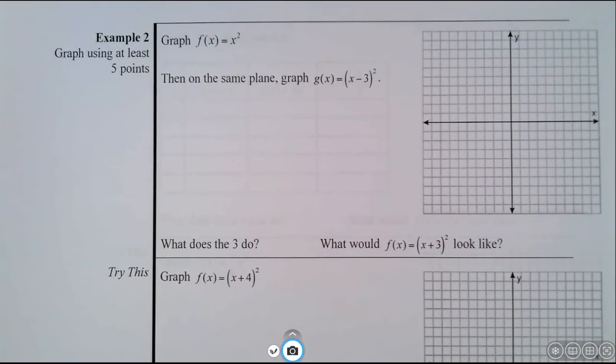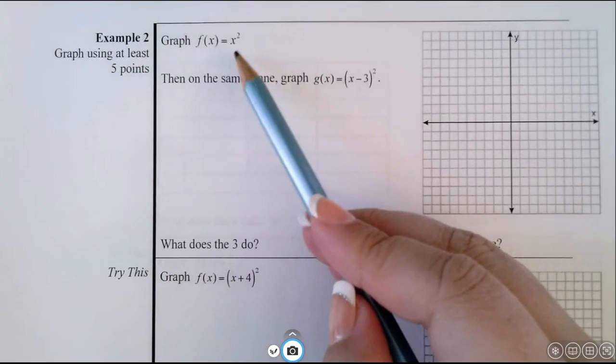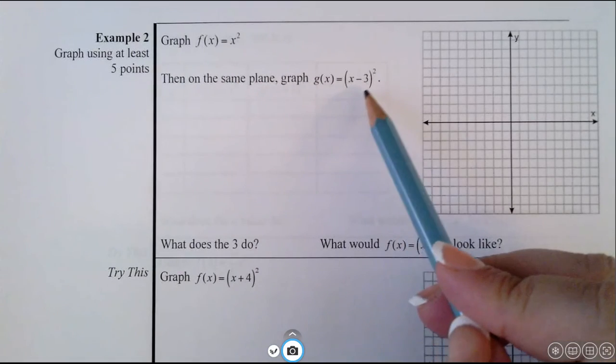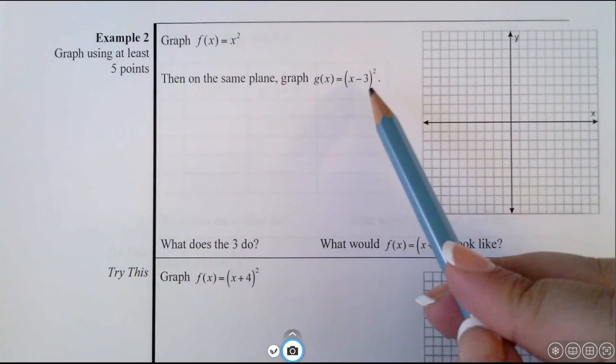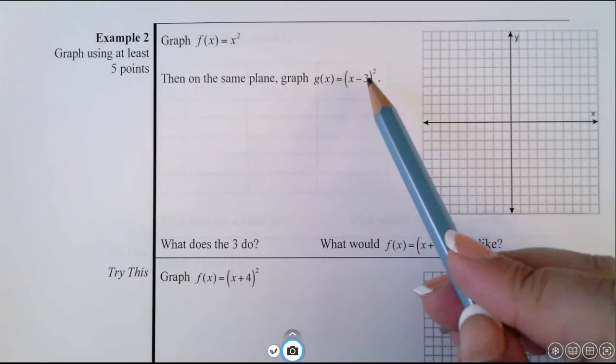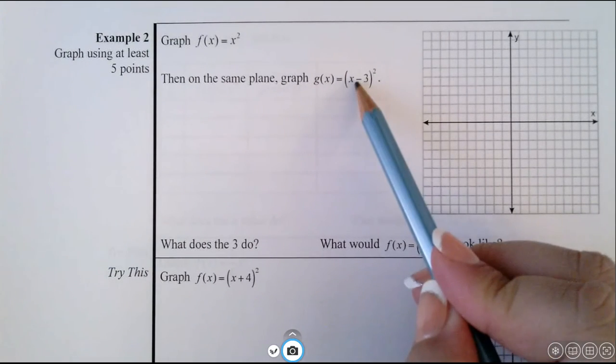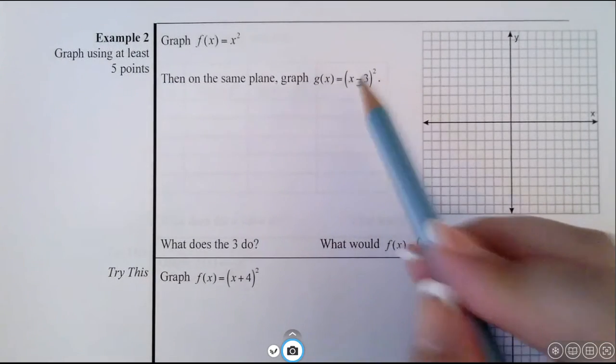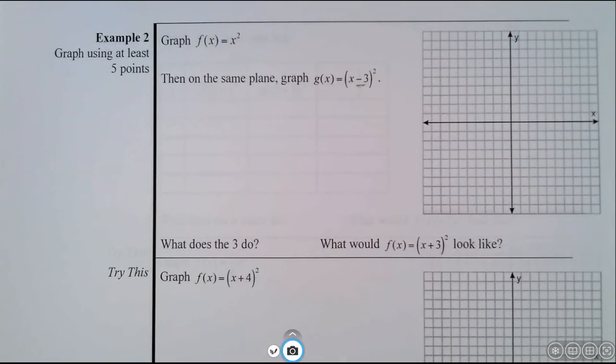All right, next let's look at example 2. So example 2, now we're looking at the same type of thing. We're looking at a graph of x squared and a graph of a little bit more complicated function. This one is x minus 3 squared. Notice the minus 3 is inside of the argument, meaning the x minus 3 is being squared as a unit.